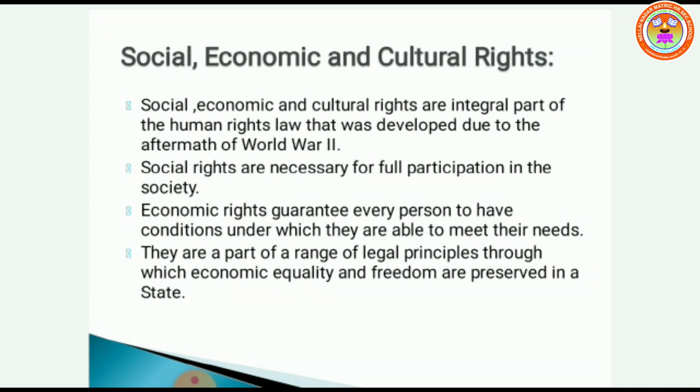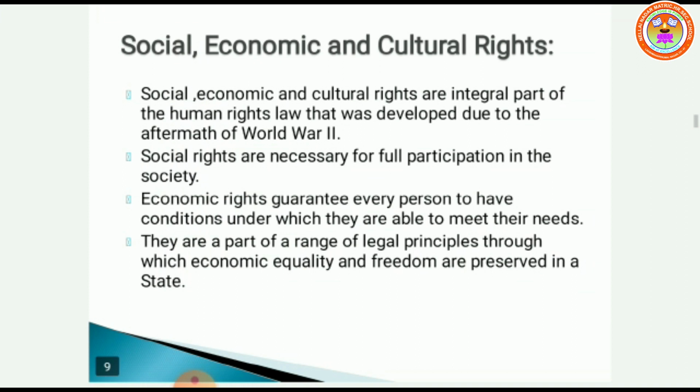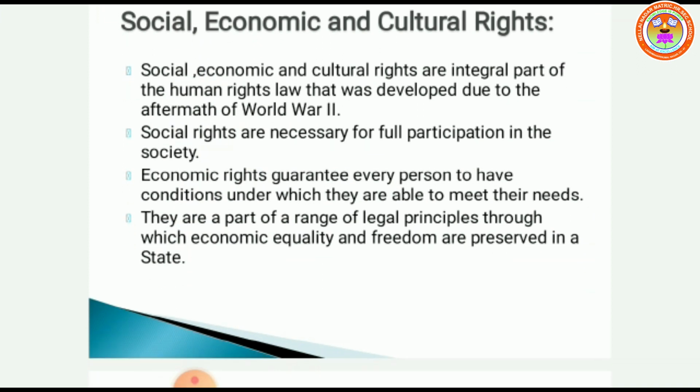Social, economic, and cultural rights are an integral part of human rights law that was developed due to the aftermath of World War II. This concept was developed after World War II. Social rights are necessary for full participation in society. Economic rights guarantee every person a condition in which they are able to meet their needs. They are part of a range of legal principles through which economic equality and freedom are preserved in a state.